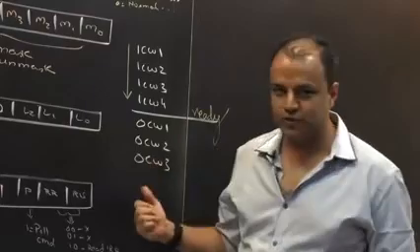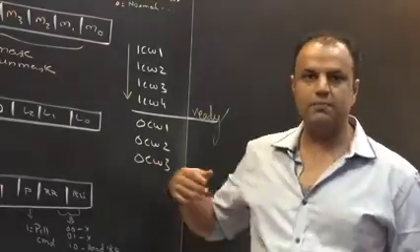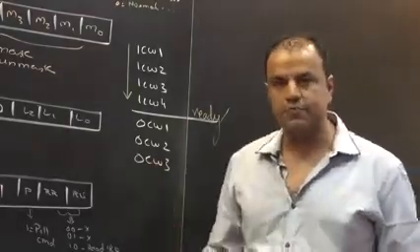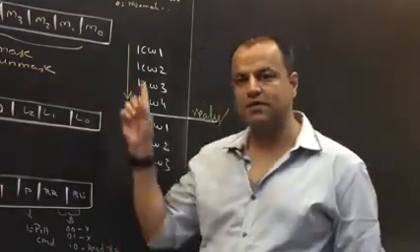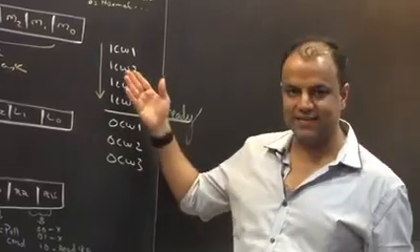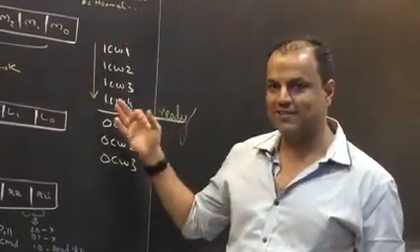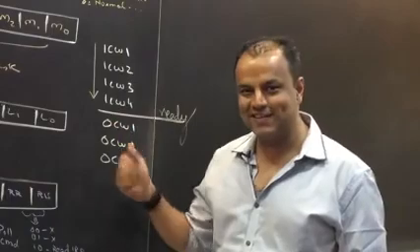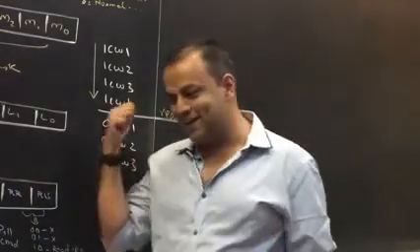No such rules on OCWs. They can be given in any order. They may not be given at all. They can be repeated as many times. So OCWs are totally flexible. ICWs have the rules. So let's just go through the rules once again. Who are given first? ICWs. Who are given in a sequence? ICWs. Who are compulsory? ICWs. Who cannot be repeated? ICWs.